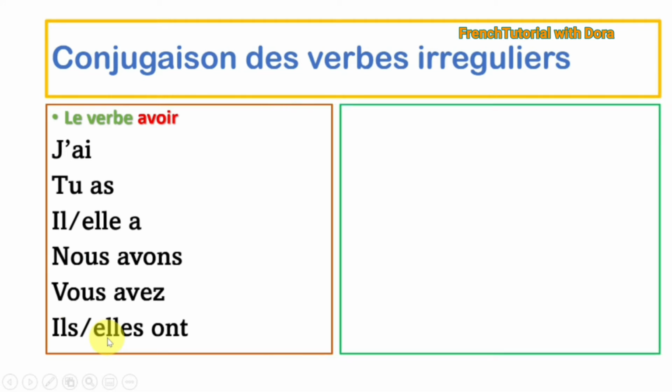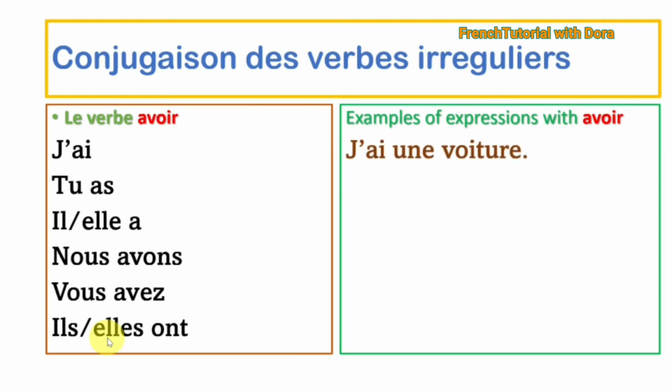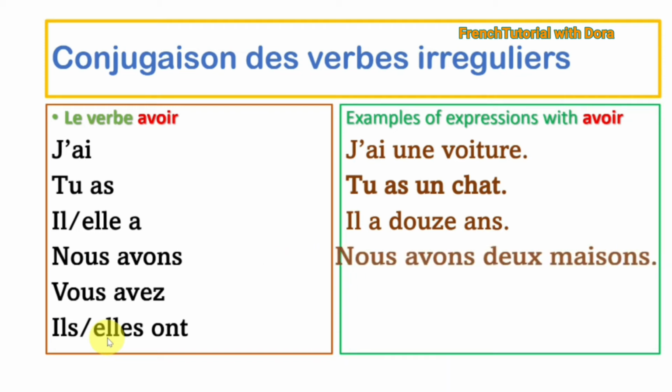So let's look at some of these expressions with the verb avoir. I have the first one. J'ai une voiture. I have a car. Tu as un chat? You have a cat. Il a 12 ans. He is 12 years. Nous avons 2 maisons. We have 2 houses.